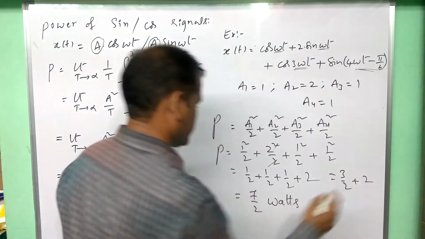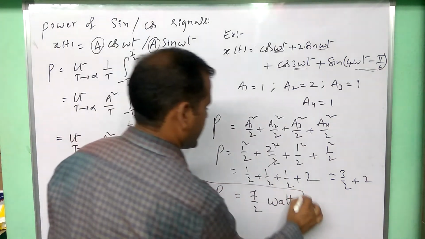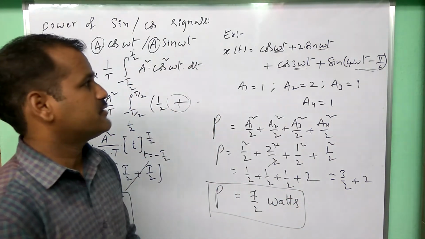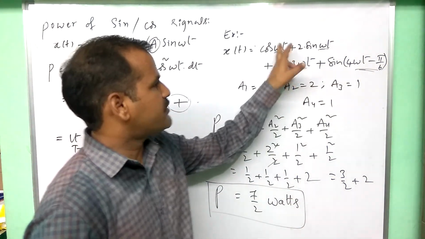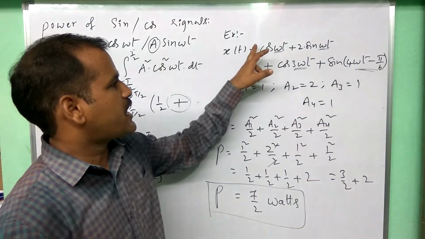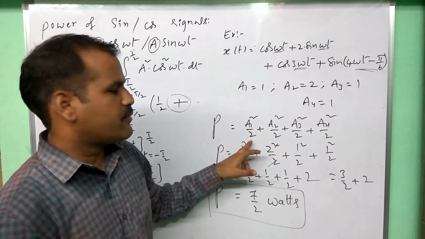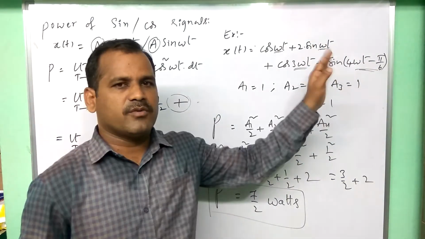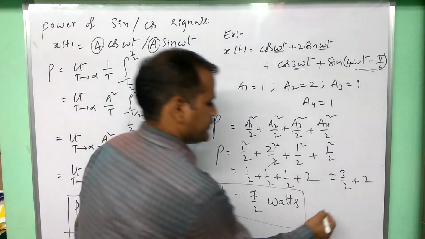Units for power: watts. Like that, you can calculate the power of any sinusoidal signals, whether sine or cos, whatever the phase it may be, whatever the frequency it may be, doesn't matter. Simply consider the amplitude, and amplitude square divided by 2, and consider the sum of all the powers equal to total power. Right? Very simple. Thank you.